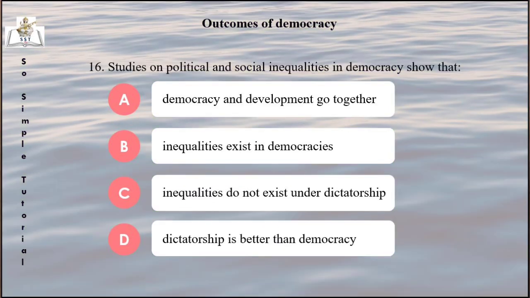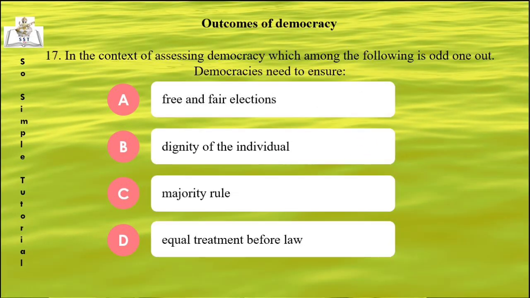Studies on political and social inequalities in democracy shows that inequalities exist in democracies. So option B is correct. In the context of assessing democracy, which among the following is odd one out? Democracies need to ensure majority rule. So option C is correct.